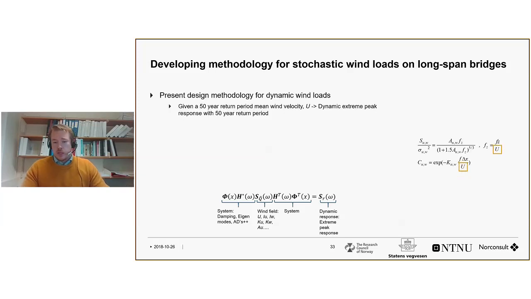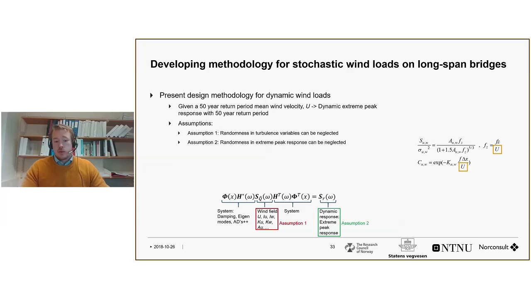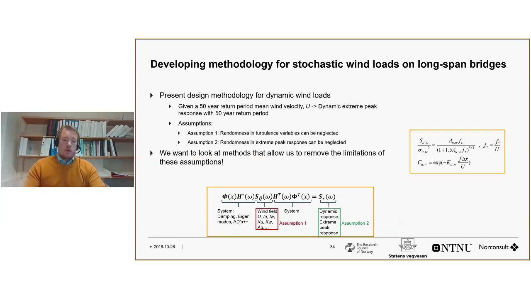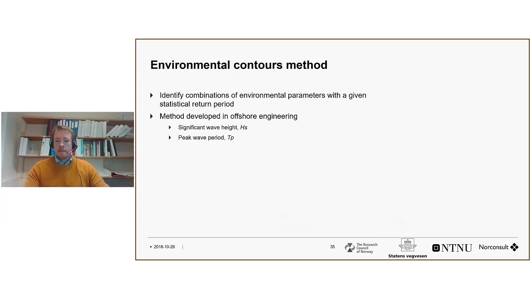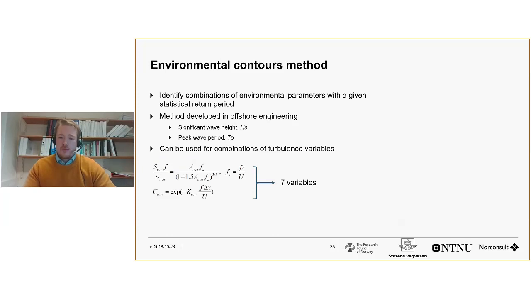So going back to the present methodology addressed earlier, assumption one is related to this term, and assumption two is related to this term. Now we want to look at methods that allow us to remove the limitations of these assumptions. So the environmental contours method provides the opportunity to identify combinations of environmental parameters that give a statistical return period. The methodology was first developed in offshore engineering, where they wanted to identify critical combinations of significant wave height and peak wave period. Now we can also use this approach to account for our turbulence variability.